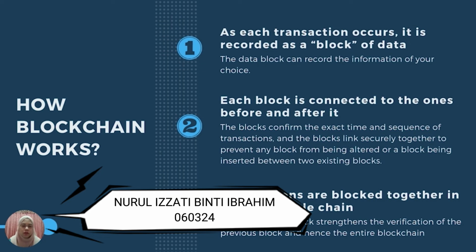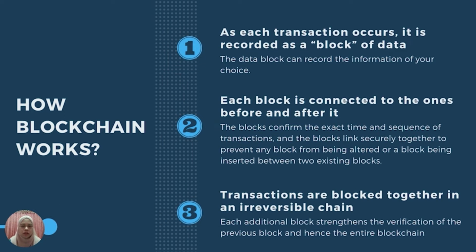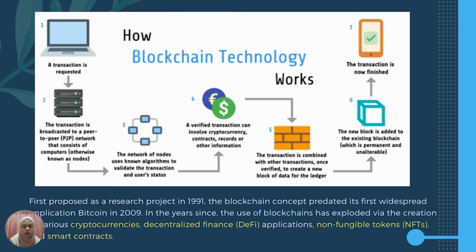That is how the blockchain works. First, as a transaction occurs, it will record a block of data. Second, each block is connected to the ones before and after it. Third, the transactions are locked together in the irreversible chain. So this is how the blockchain technology works.